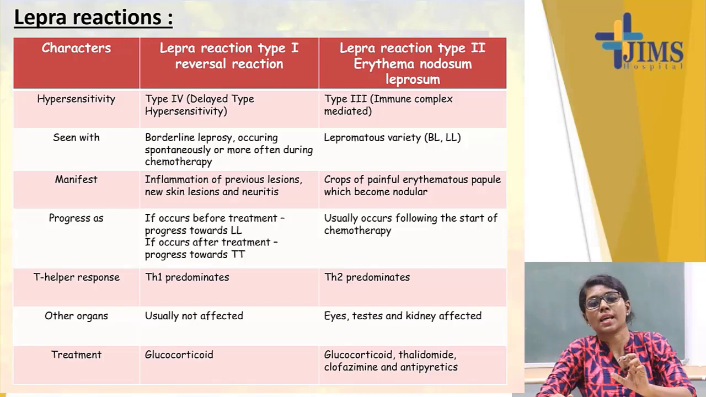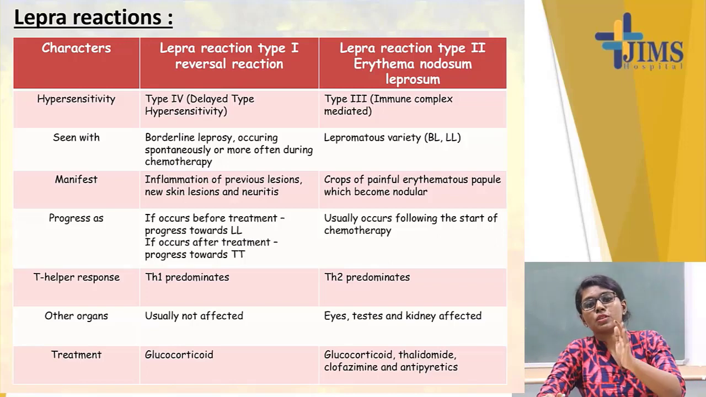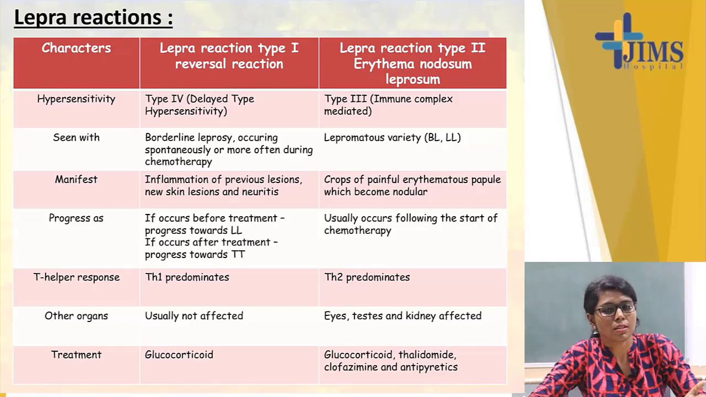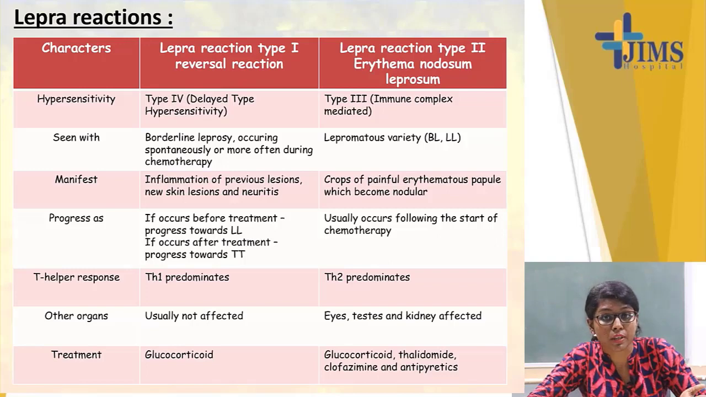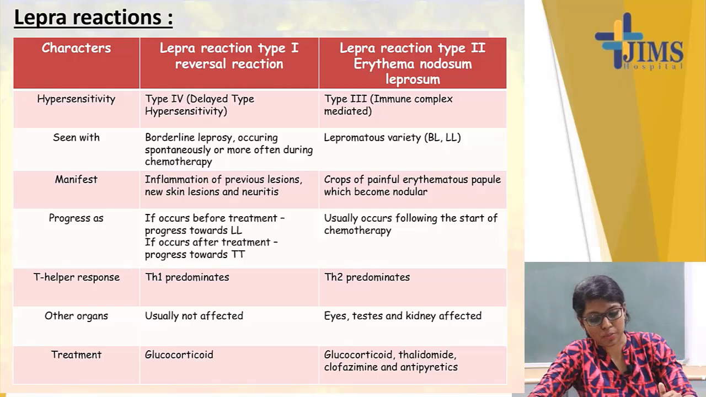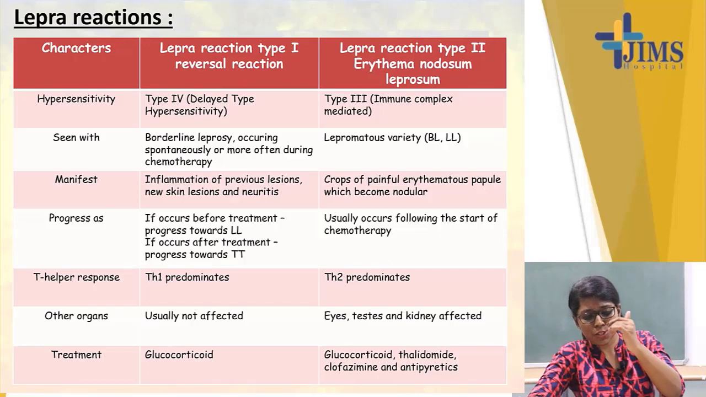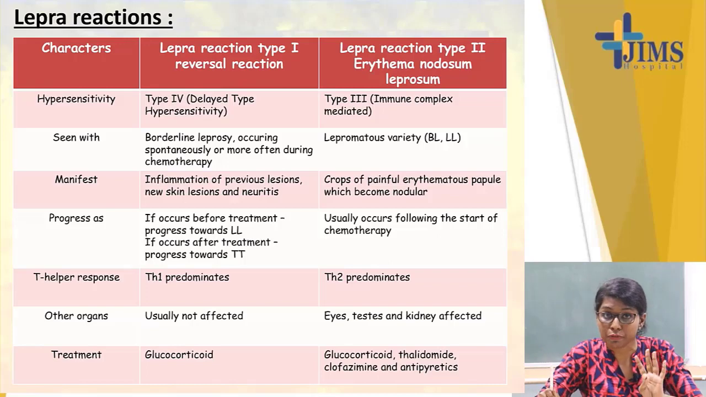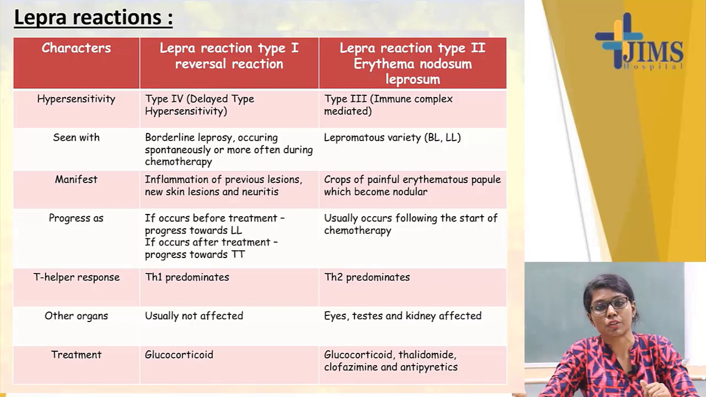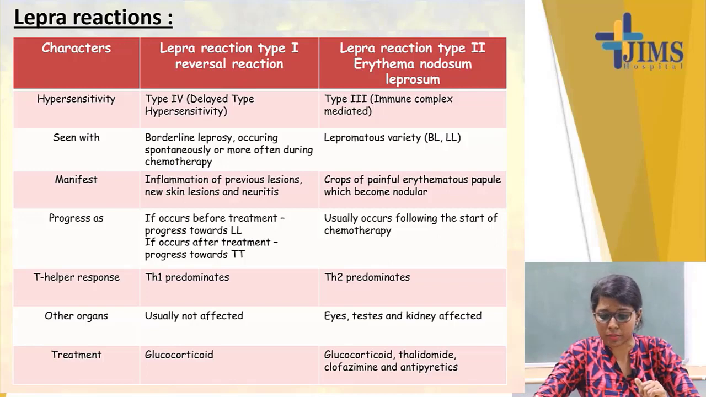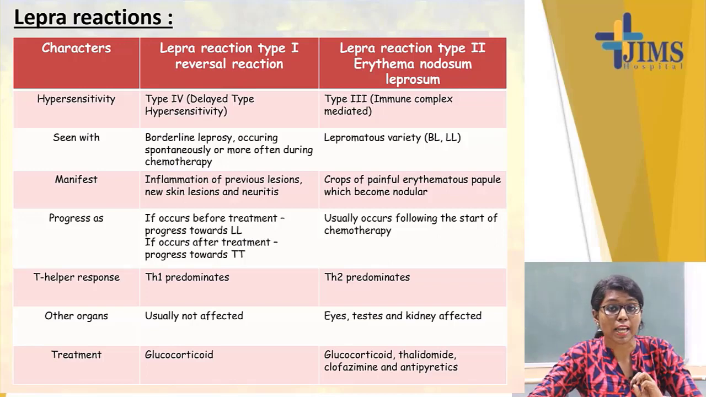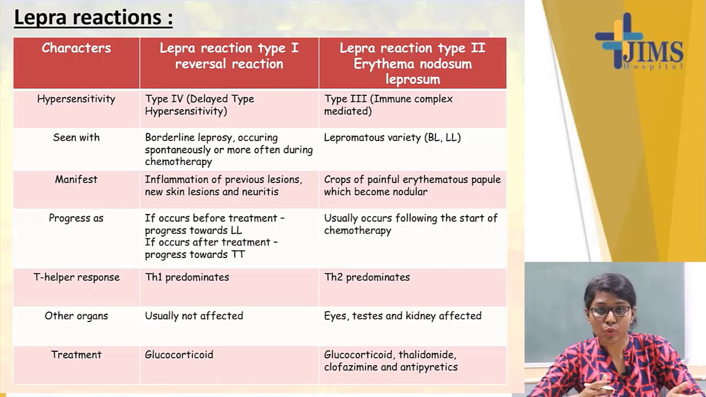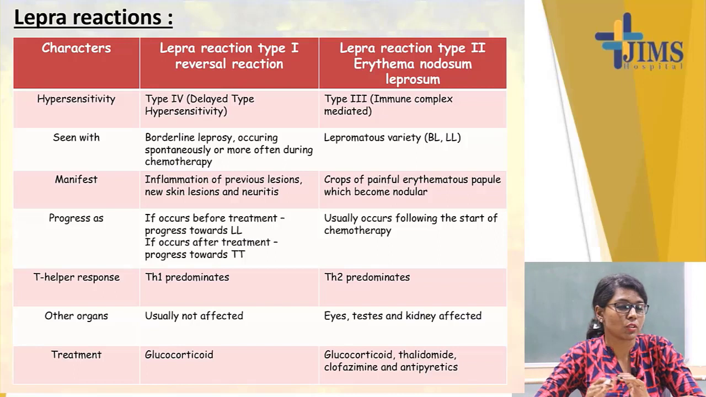Somebody who is having leprosy, that person is being given the treatment. Now, always that person will be recovering from that particular disease. It doesn't happen to be so. There can be side effects, and that side effect is lepra reaction. The first difference, in case of lepra reaction 1, the hypersensitivity is DTH, meaning type 4 hypersensitivity. But in case of lepra reaction 2, which is also known as erythema nodosum leprosum, it is type 3. What is type 3? Immune complex mediated.